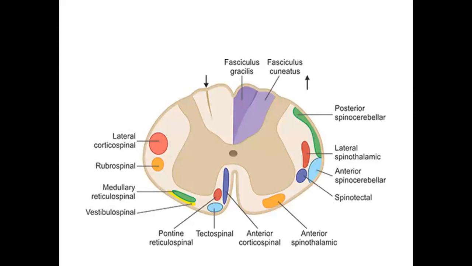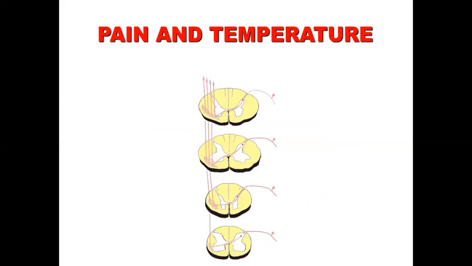This is again the same picture showing the different tracts of the spinal cord. Here we can see in the posterior white column no descending tract, only ascending tracts: medial is the fasciculus gracilis and lateral is the fasciculus cuneatus. Here the ascending tracts are the lateral spinothalamic tract and the anterior spinothalamic tract. The important descending tracts are the lateral corticospinal tract and the anterior corticospinal tract.